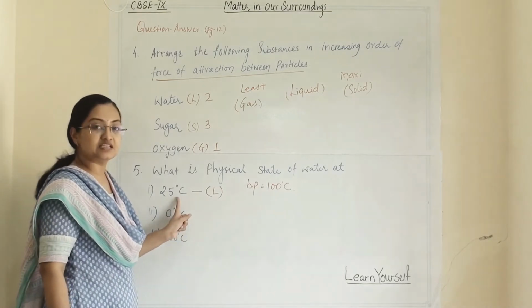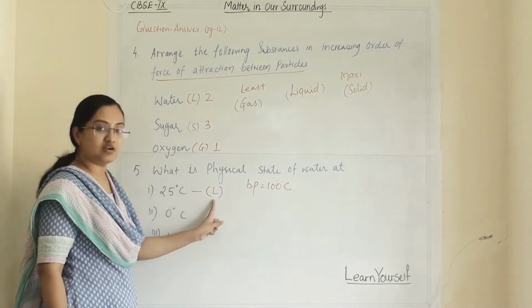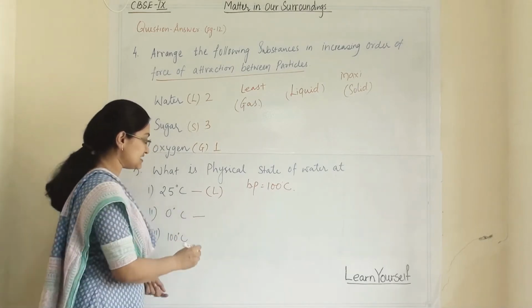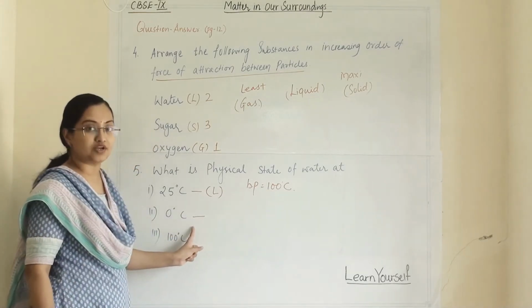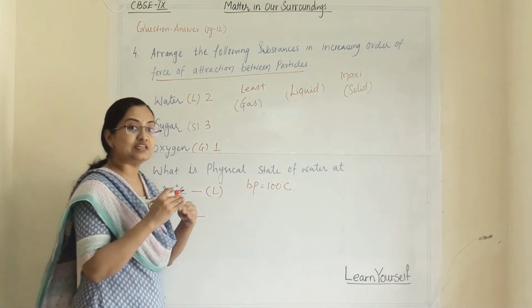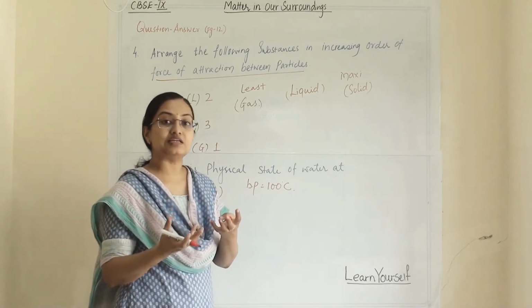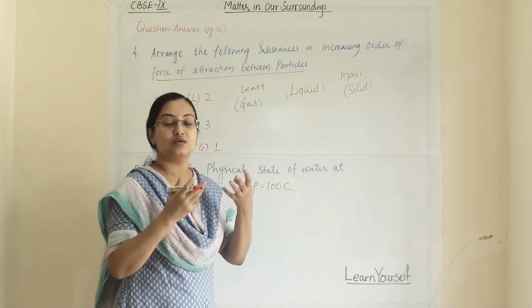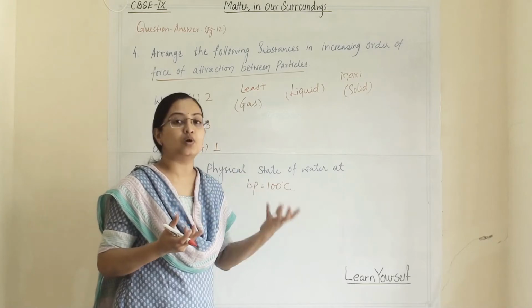25 degrees Celsius is room temperature, so water will be in liquid state. Now at 0 degrees Celsius it is its freezing point. So at 0 degrees Celsius some of the water is in the process of converting into ice. Some of the water has been already converted into ice.